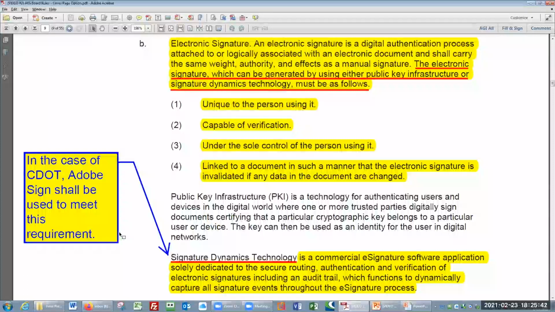So many of these things are taken care of for you. The board simply is outlining what must be done. And these are pretty universal, items 1 through 4. You'll find it in most DOTs that allow electronic signatures, pretty much in this format. And the last one: link to a document in such a manner that the electronic signature is invalidated if any data in the document are changed.